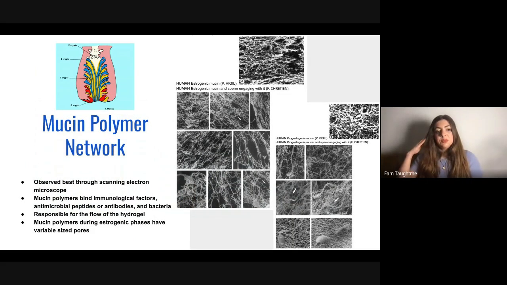There's also the mucin polymer network, which is best observed through scanning electron microscopes. These are the mucin polymers that bind immunological factors, antimicrobial peptides or antibodies, and bacteria. And it's responsible for the flow of the hydrogel in the cervical fluid. And these mucin polymers during the estrogenic phases have variable size pores. Basically, the pores of this mesh get wider during the fertile period and get tighter and more closed, like a really fine net, during the infertile phases.